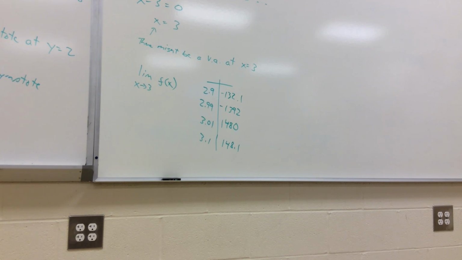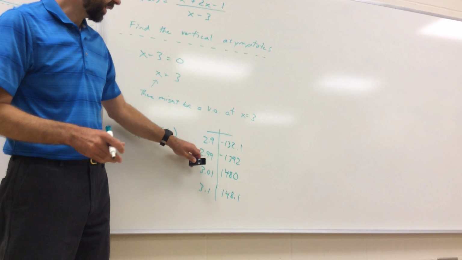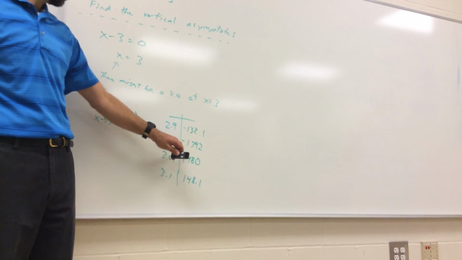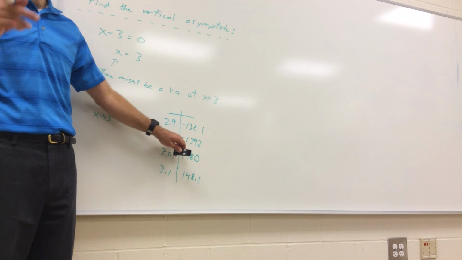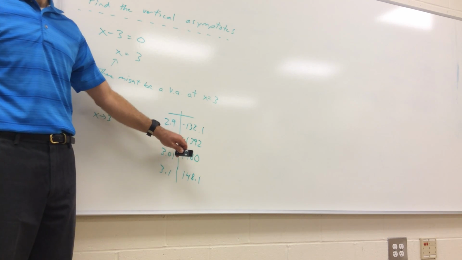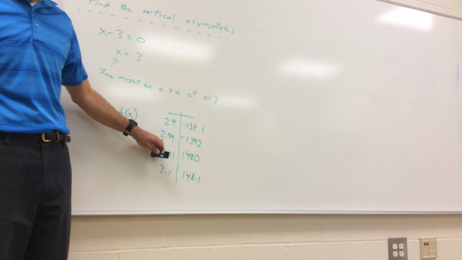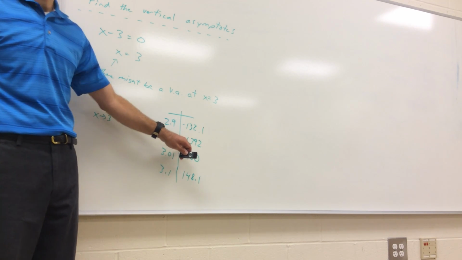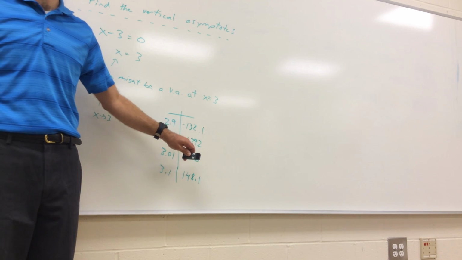Okay. So what's going on here? For 2.9 and 2.99, what's happening? 132, then 1,392. What do you think, Stephen? Going towards negative infinity, that's right. If you weren't sure, you could plug in 2.999, and I think that would give us like 13,920 or something like that. It would just keep getting progressively larger and negative.